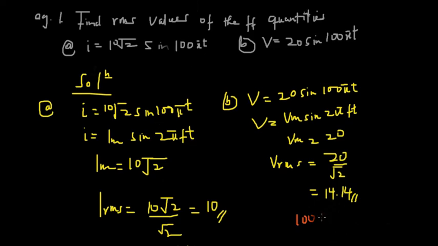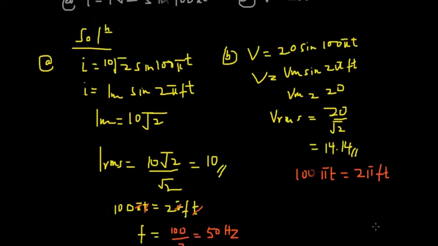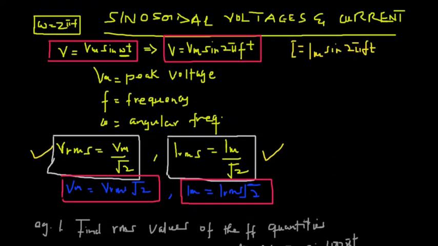About 100 pi t should be equal to 2 pi f t. So T cancels t, pi cancels pi, and we have f equal to 100 on 2, which is also equal to 50 hertz. So that's how you solve for such sinusoidal questions. Whenever you meet anything of that sort, this is how you go about it.